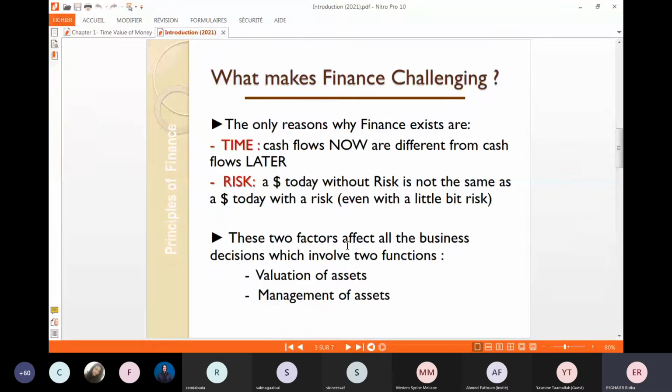These two factors, the time and the risk, affect all the business decisions. And all the business decisions involve two functions. The valuation of assets, the estimation of the correct value of an asset. It could be a company, a stock, a bond, any other financial asset, and the management of the asset. And all our course, all the financial course, if you want, would turn around these two functions: how to evaluate assets and how to manage the assets.